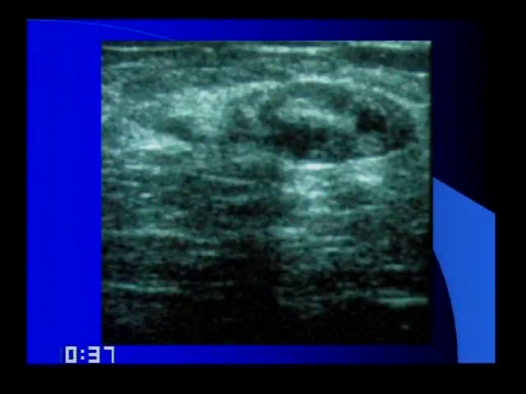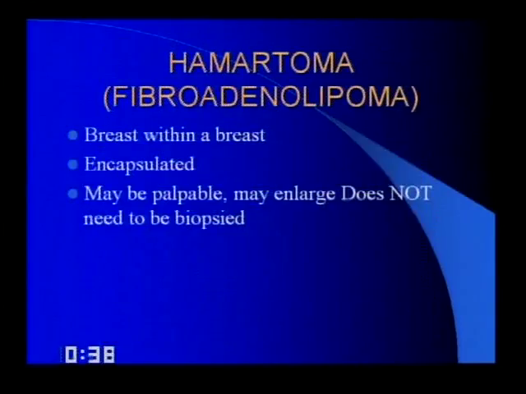And here we have an ovoid mass, which is wider than it is tall. It has an echogenic capsule and is fairly well defined. Centrally, there are hyperechoic areas as well as hypoechoic areas. The hyperechoic areas could represent fat, and I think that this is consistent with a hamartoma. Okay. And so this is a hamartoma or a fibroadenolipoma. It looks like a breast within a breast.